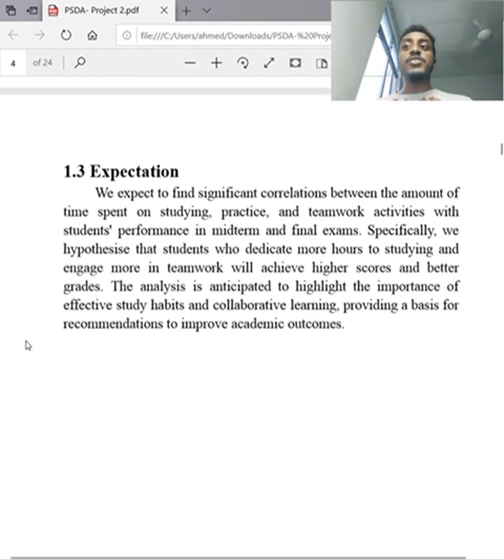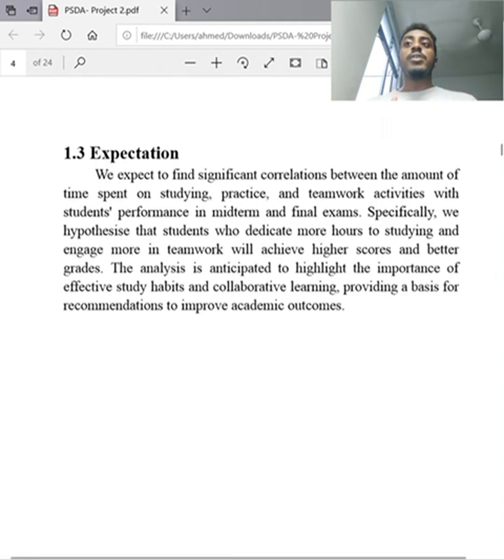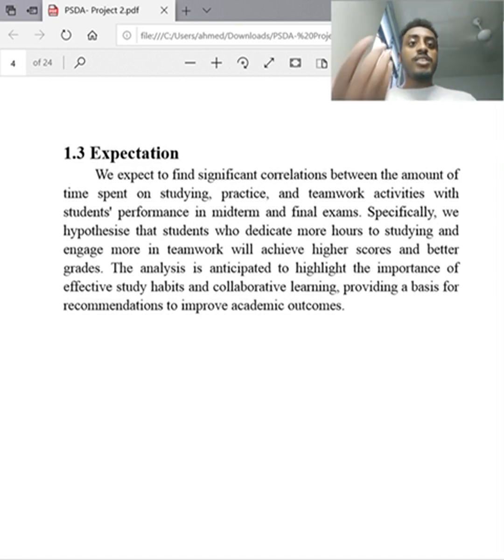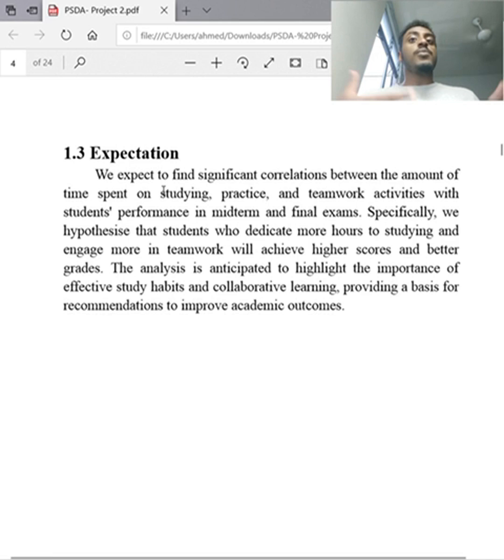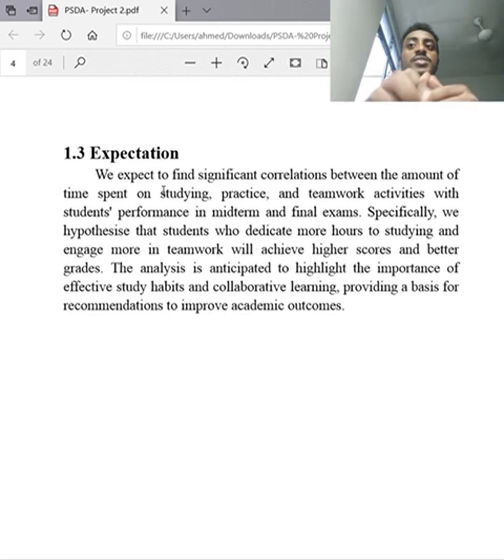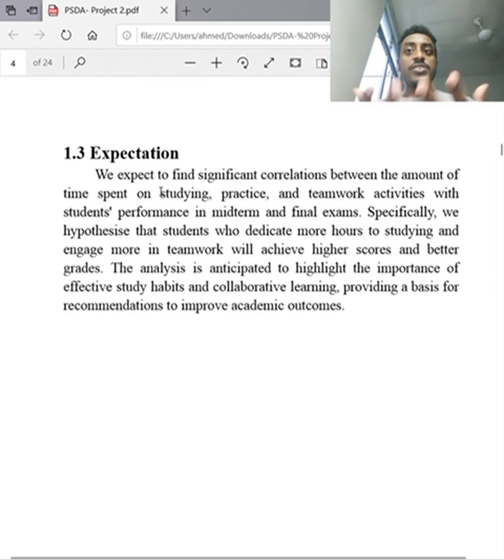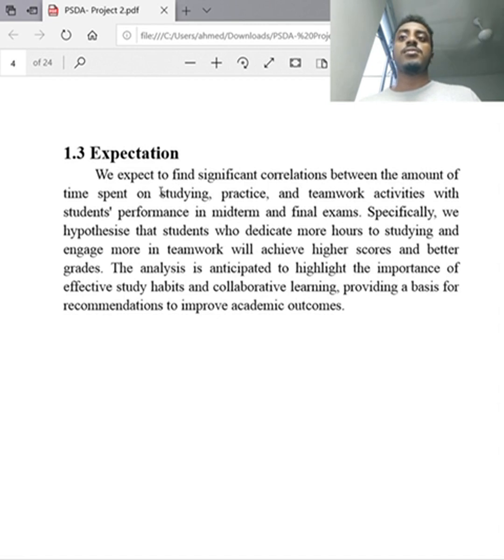For our expectation, we have decided that students who dedicate more time to studying and engaging in teamwork will achieve higher scores. We expect significant correlations between study habits and exam results, emphasizing the importance of effective study strategies.